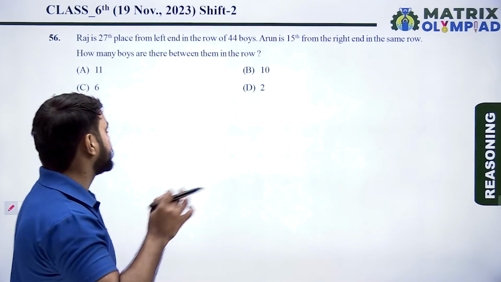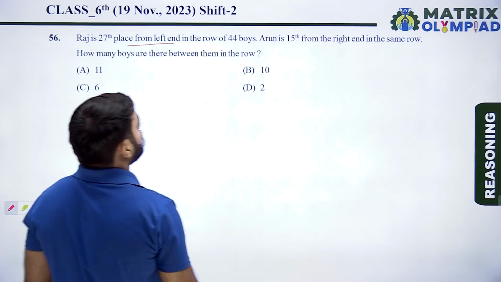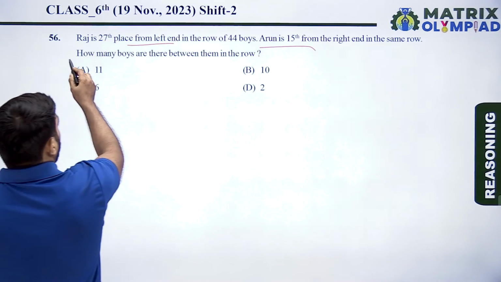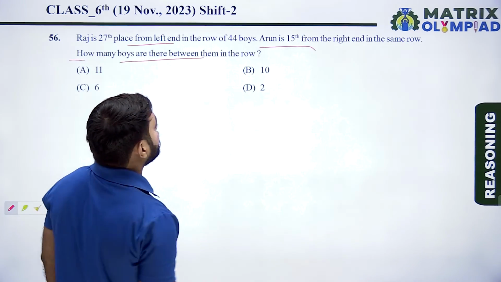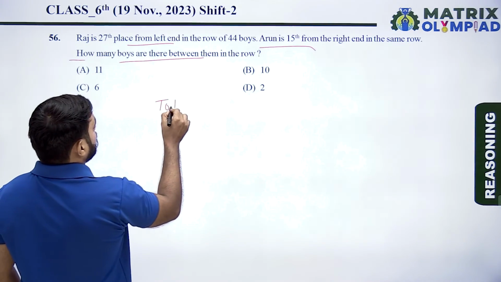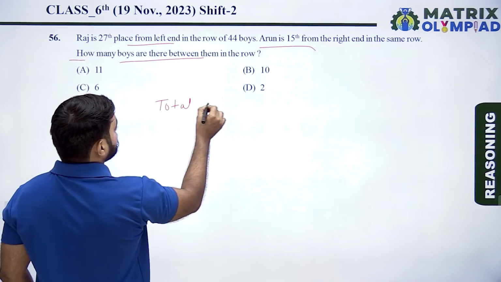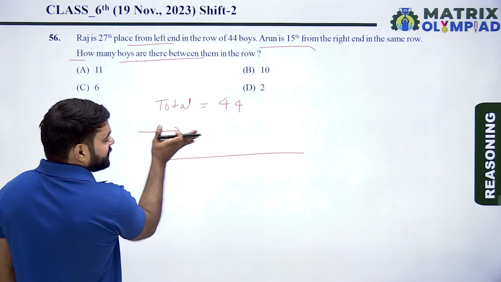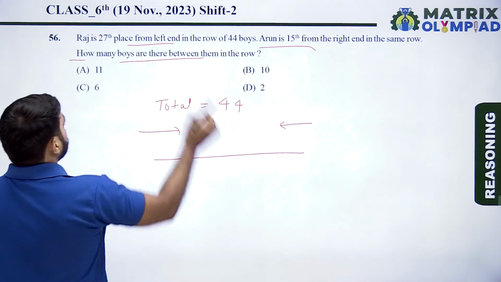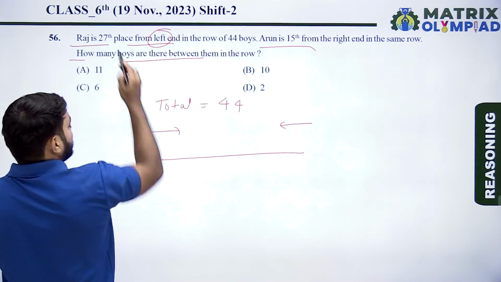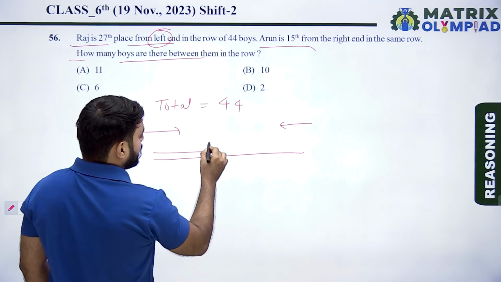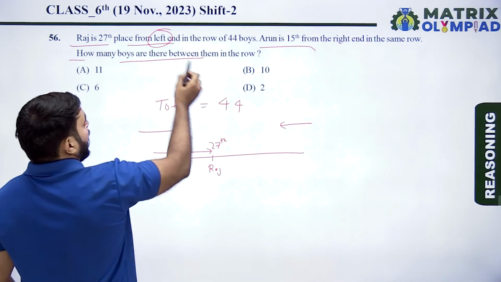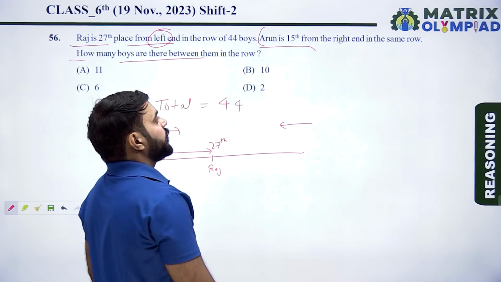Raj is 27 place from left and in the row of 44 boys. Arun is 15 from the right and in the same row. Now how many boys are there between them in the row? So total number of boys is equals to 44. So this is the left of the row and this is the right of the row. Now position of Raj from the left is 27. Here is Raj.